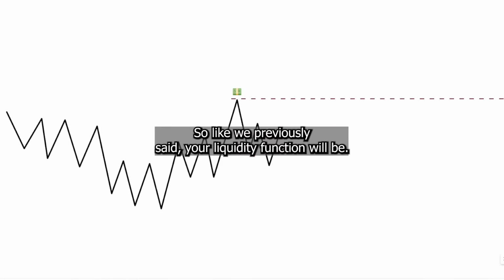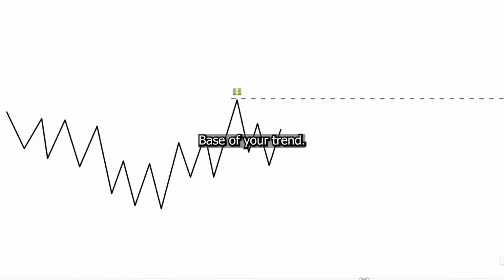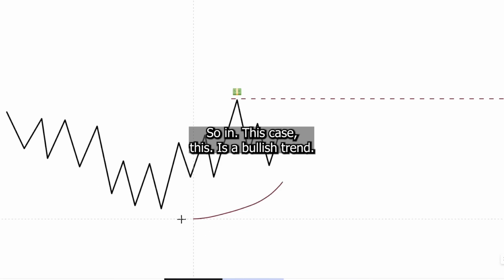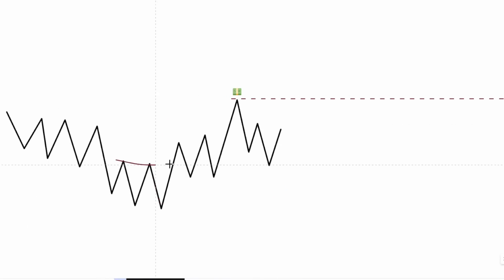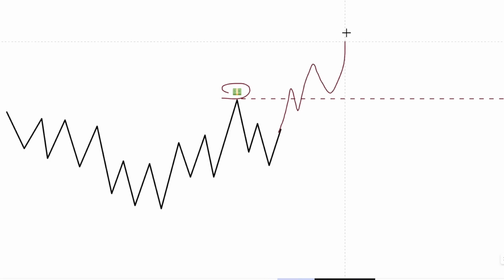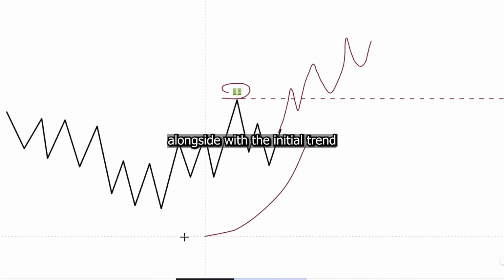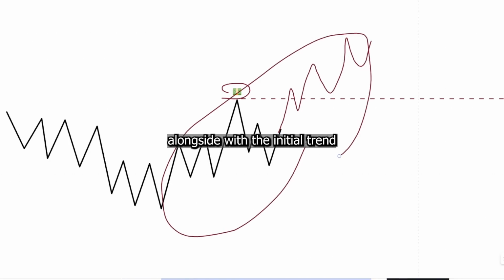Like we previously said, your liquidity function will be based off your trend. So in this case, this is a bullish trend. Why is it a bullish trend? Because as you can see, price started breaking structure to the upside. So if you're targeting this level of liquidity, your price will more than likely take this level out and continue bullish alongside the initial trade.